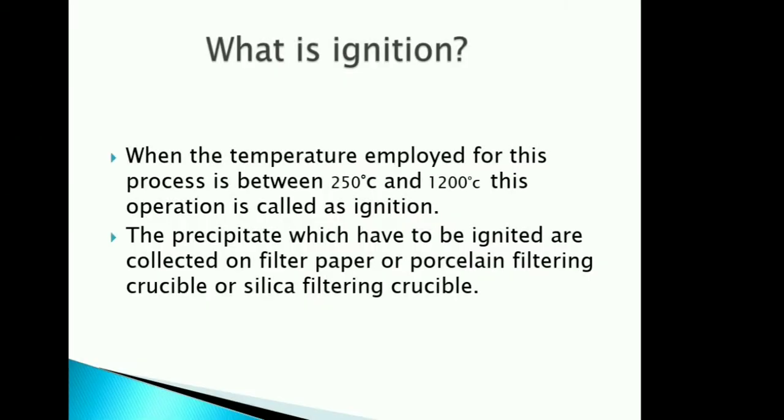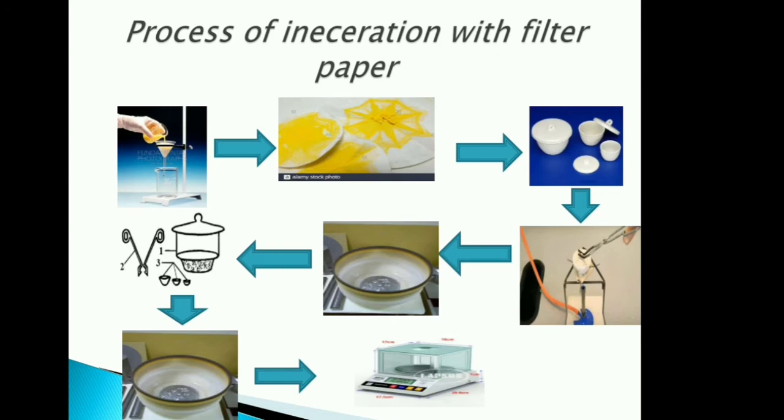Next we have to study the process of incineration after drying and ignition of the precipitate. Generally, the process of incineration is of two types. The first is incineration with filter paper, and the second is incineration without filter paper. In the first case, first of all, we have to filter our precipitate. After filtering, it is collected on a filter paper.